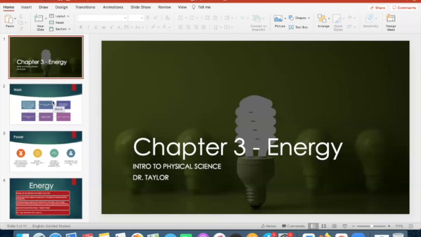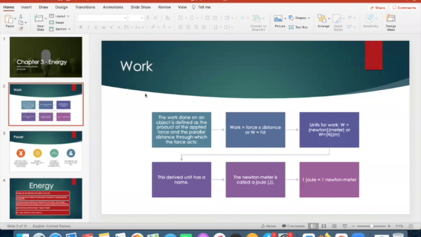So I'm going to do a quick summary of chapter 3, which is going to be on energy. All right, so the first new concept will be work. Work is done on an object, and this is defined as the product of the force on that object multiplied by the distance in which that object is moved.